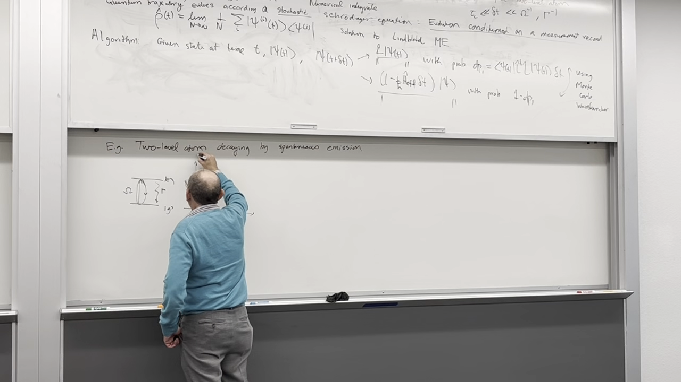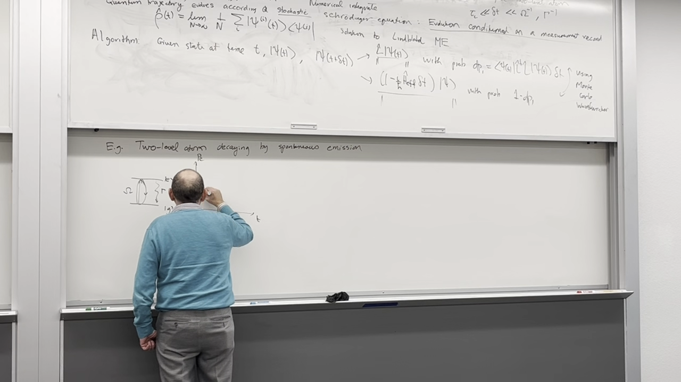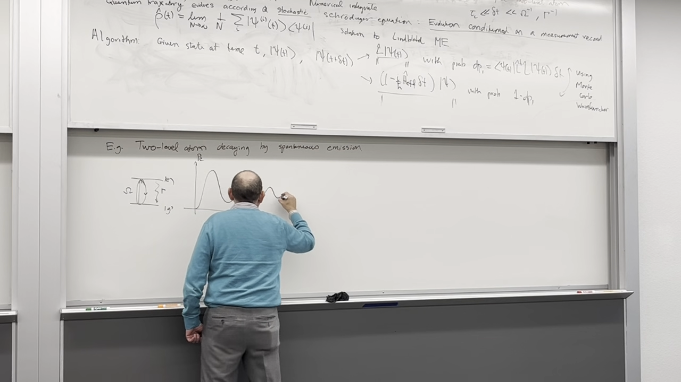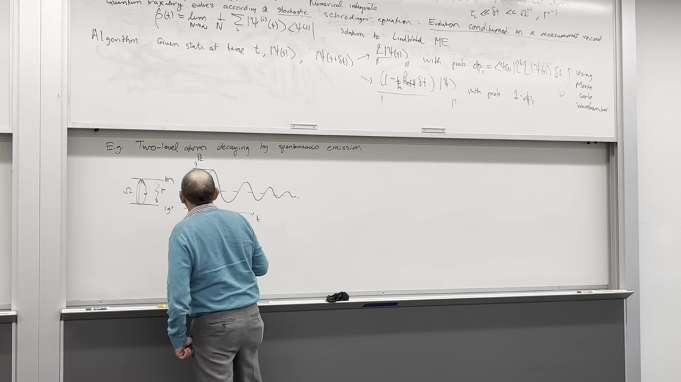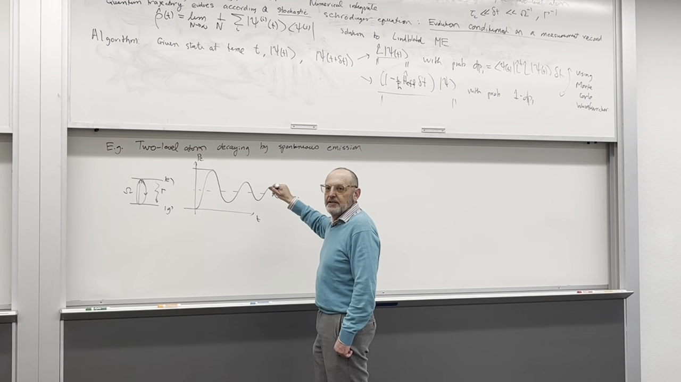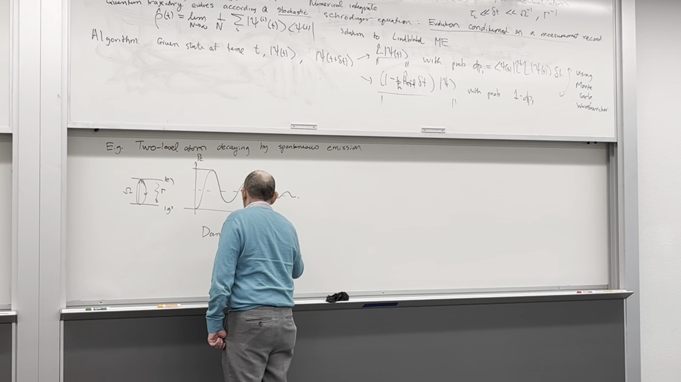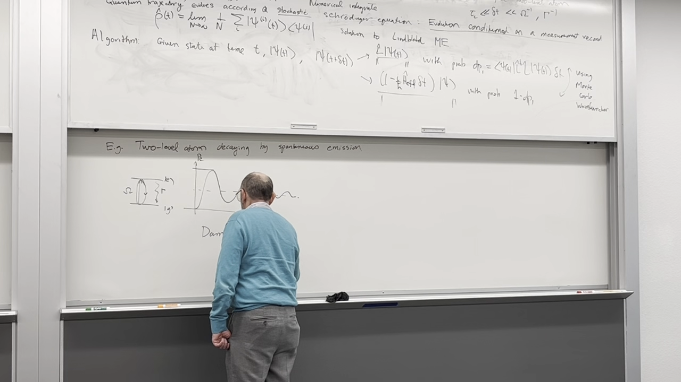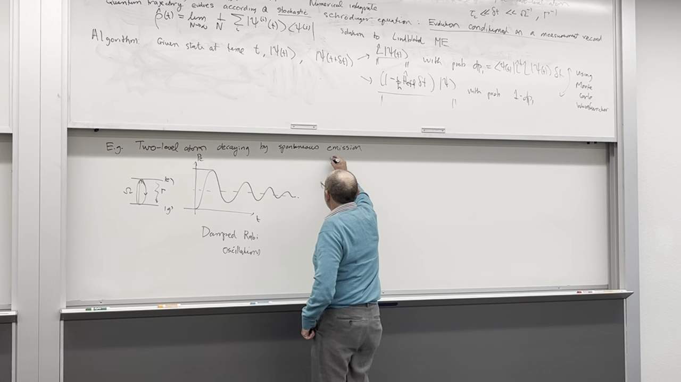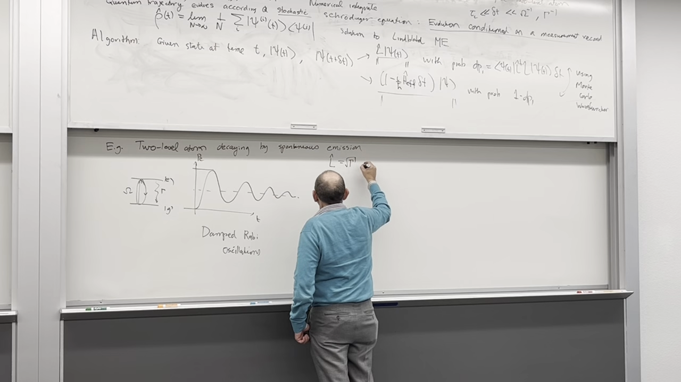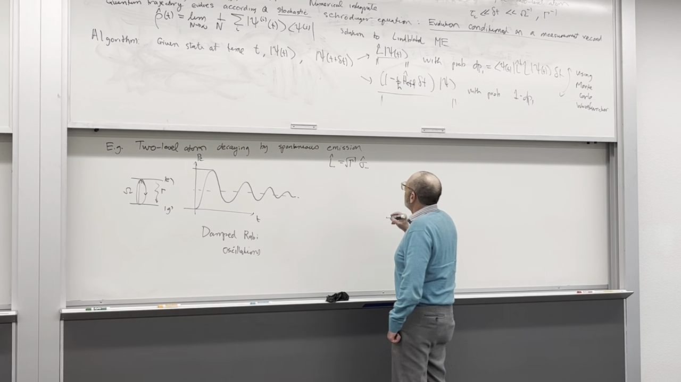If I, for example, look at the probability to be in the excited state as a function of time, what we know is that this will Rabi oscillate and get to some steady state. And that's the solution to the master equation: damped Rabi oscillations. Now, in this problem, we have one jump operator, proportional to sigma minus, right?